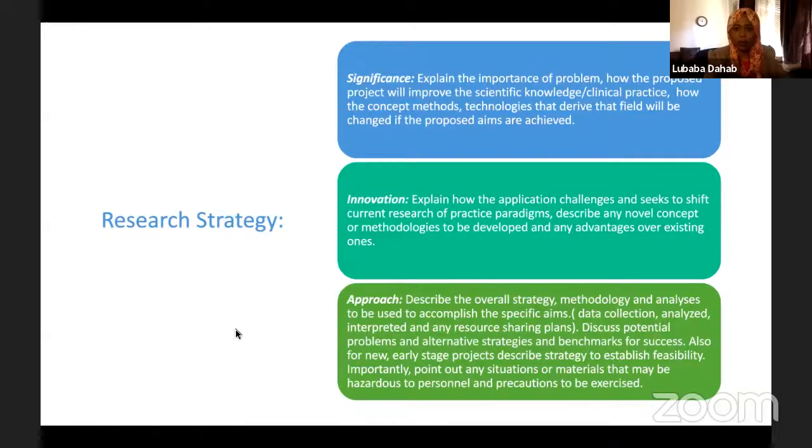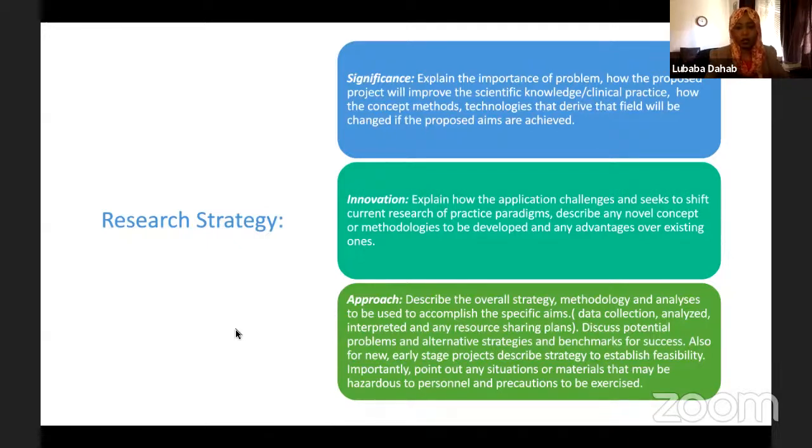practice, for example, clinical practice, or how the concept, the methods and the technology that you will drive will be a change to what's been done now, and in addition to how you're going to fulfill those aims that you provided. The other part of the strategy is it has to be innovative. So you're going to explain in this writing how the application challenges and seeks the shift of the current research to practice, and describe any novel concepts or methodologies to be developed and advantages over the existing ones.